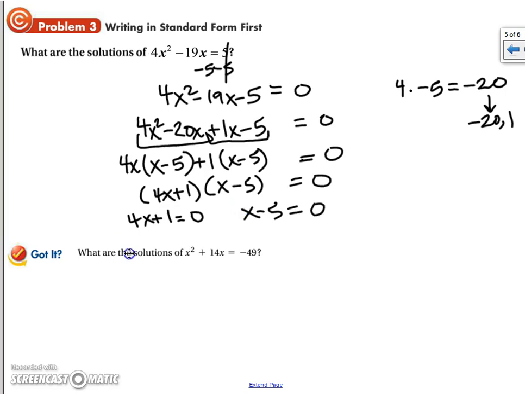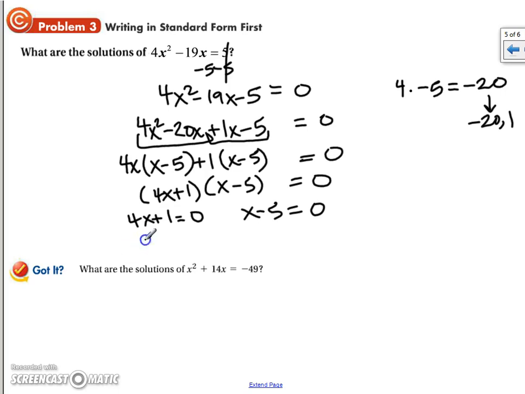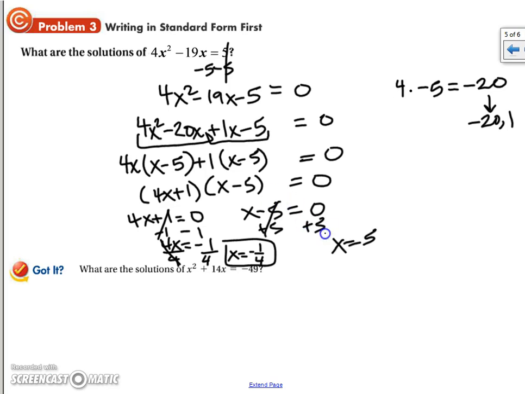So we are going to subtract 1 from the left side. We're left with 4x equals -1, then divide by 4, and x equals -1/4. Going through our second one, we're going to add 5 to both sides, and we're left with x equals 5. So our two solutions are going to be x equals -1/4 and x equals 5. So again, you're doing the same process, you just have to get it in standard form first by setting it equal to 0 and moving everything over to the same side. Go ahead and pause the video now, work on your Got It, and check back.